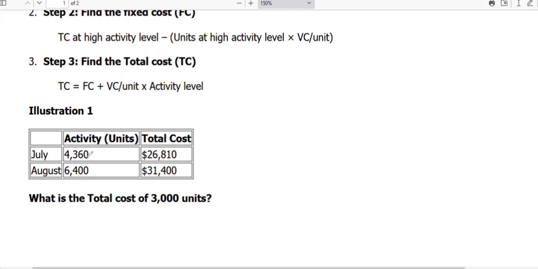So July, we have 4,360 units. Total cost is 26,810. Then August, we have 6,400 units. Total cost is 31,400. So this is our highest activity level. Then this is the lowest activity level. Now, since we have the highest activity level and the lowest activity level, we have to compute the variable cost per unit.